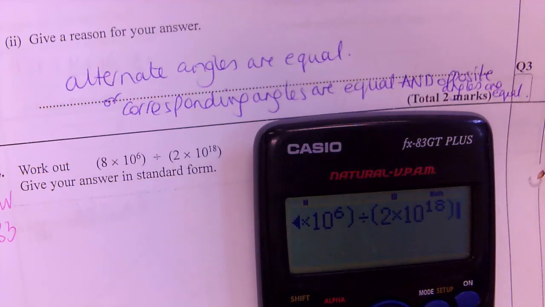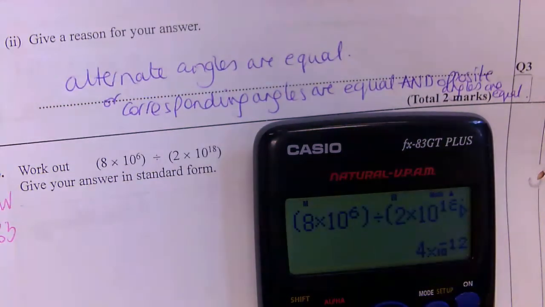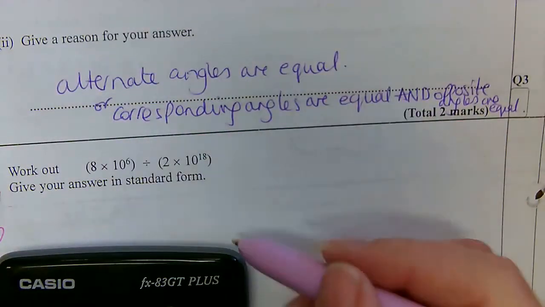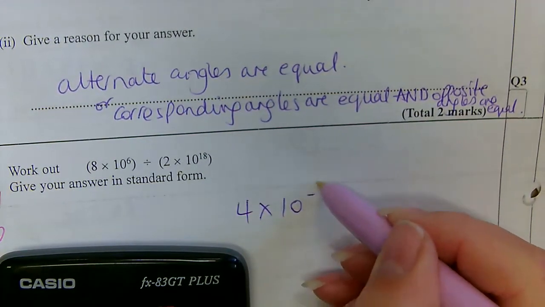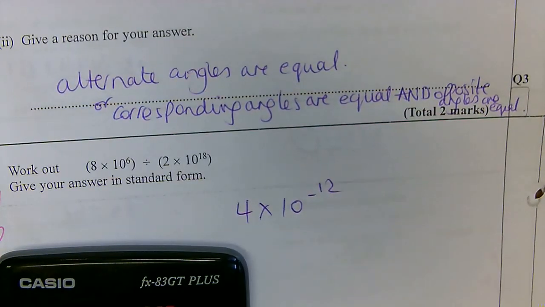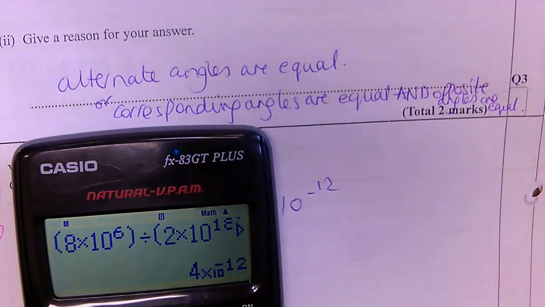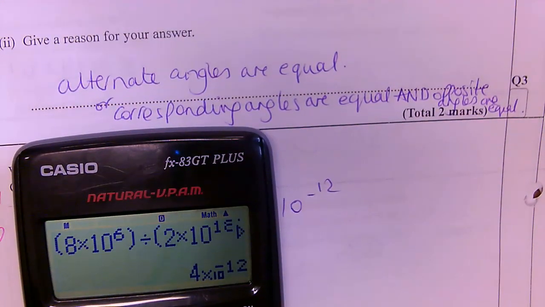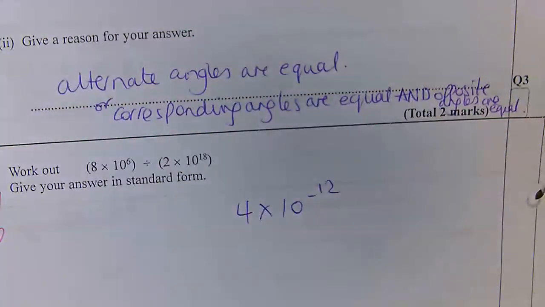close a bracket, I press sideways and then close a bracket, press equals, and we've got 4 times 10 to the minus 12. It's a 2-mark question and we've got it straight from our calculator. 4 times 10 to the minus 12, that's why it's really useful to have this kind of calculator.